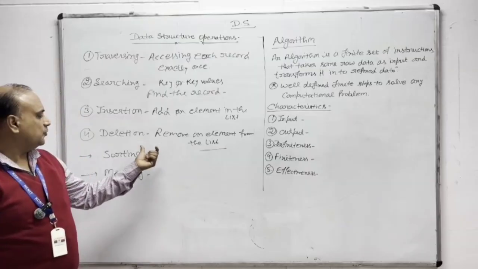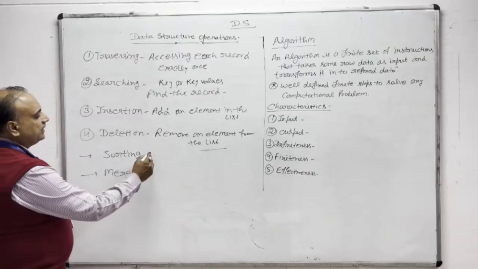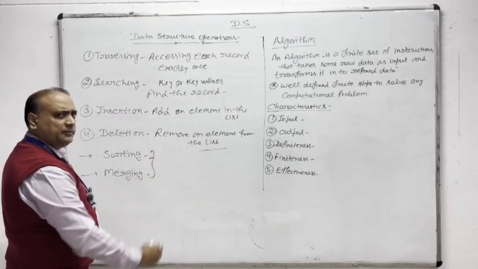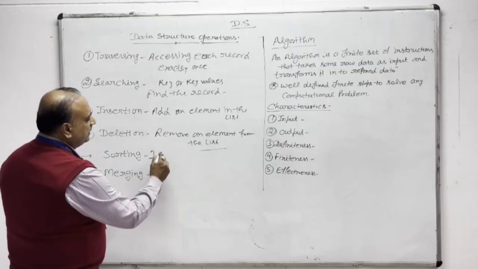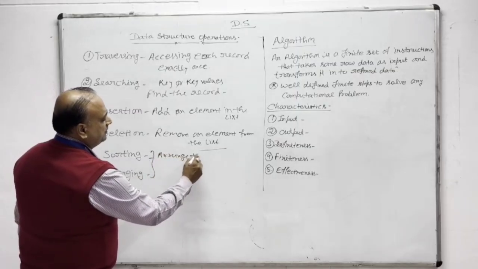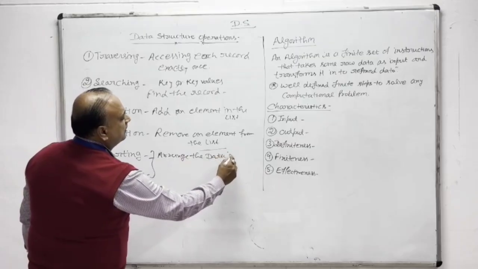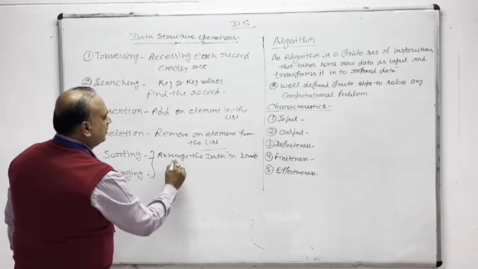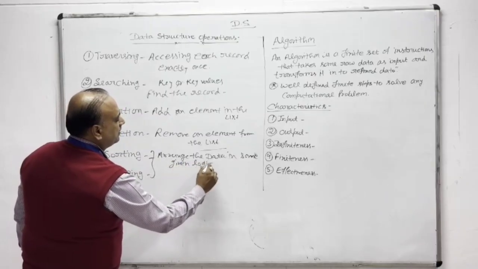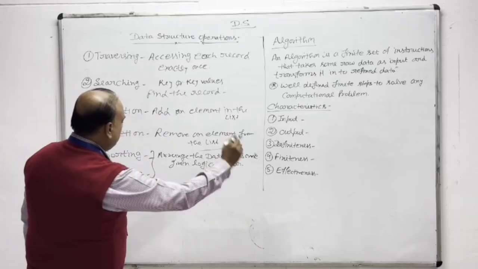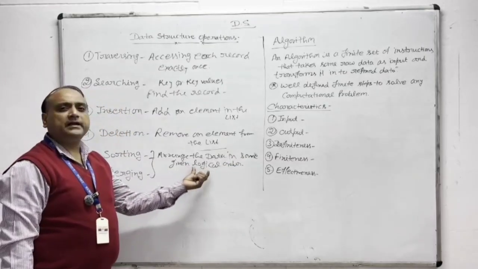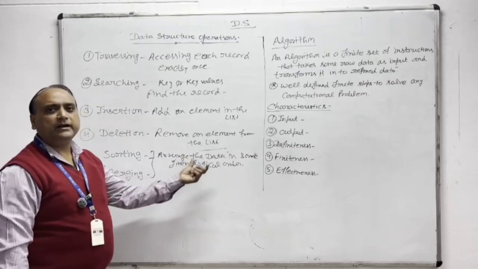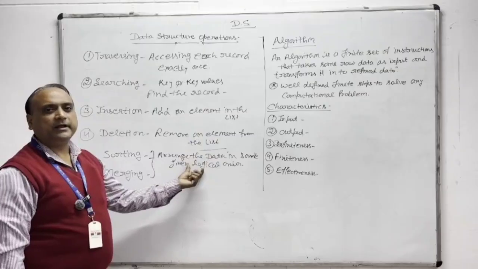Basically there are two more data structure operations that we use in data structures. First one is sorting. In the sorting process we arrange the data in some given logical order. If we are using numeric data, then it will be sorted according to numeric values, or if character data, then it will be sorted alphabetically.